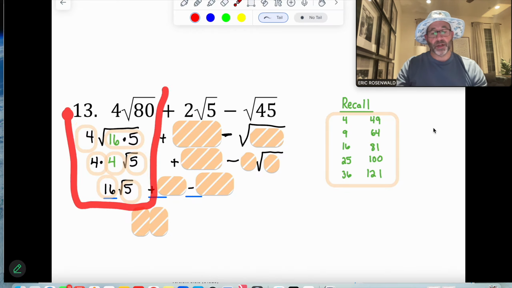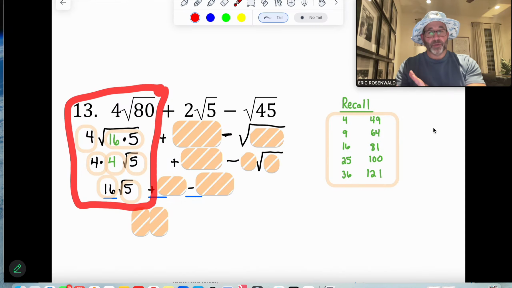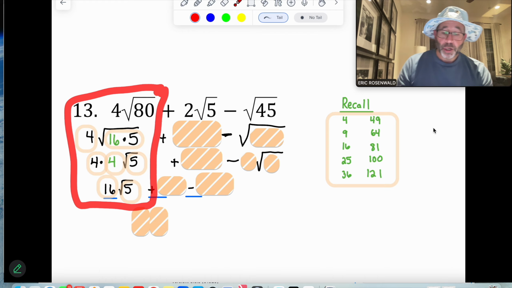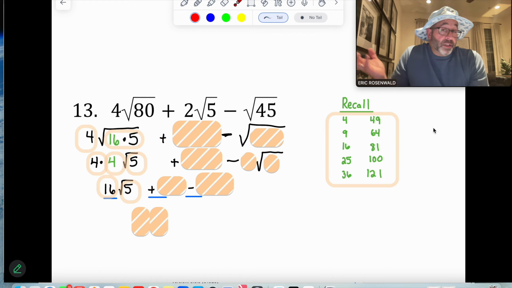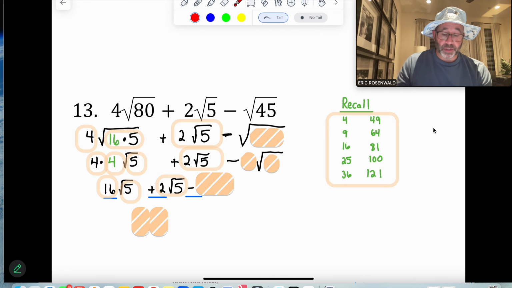This part right here is done. Let it be for a moment. Let's move on to the next part. 2 root 5. There's nothing you could do there. There's nothing. You're done. So you just carry it through until it's at the bottom, lined up with everything.